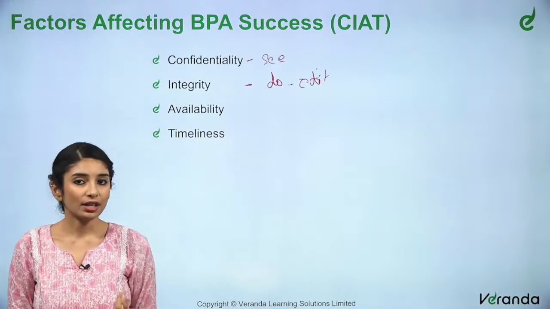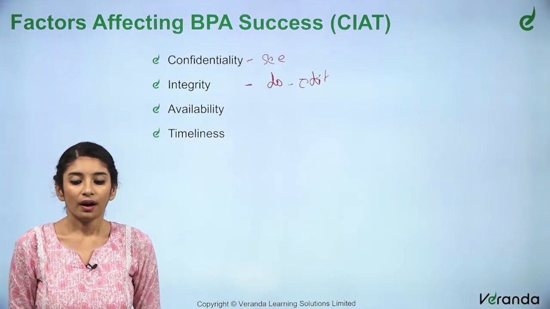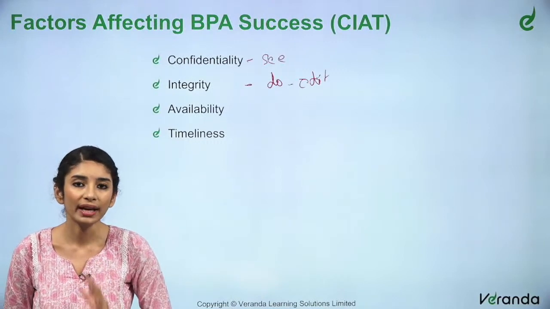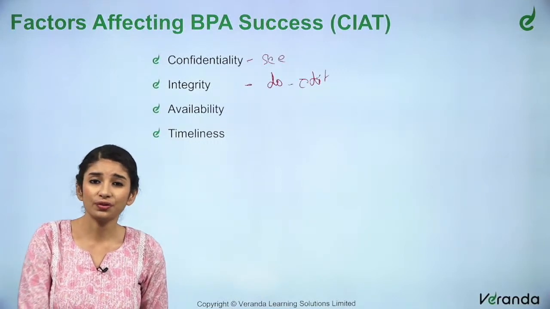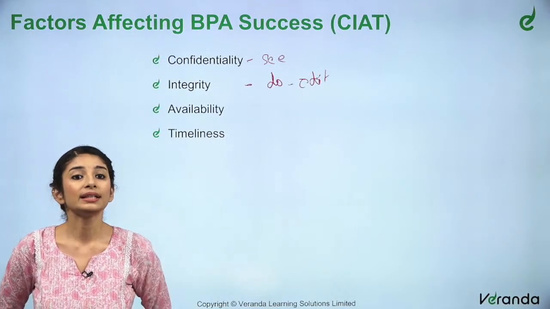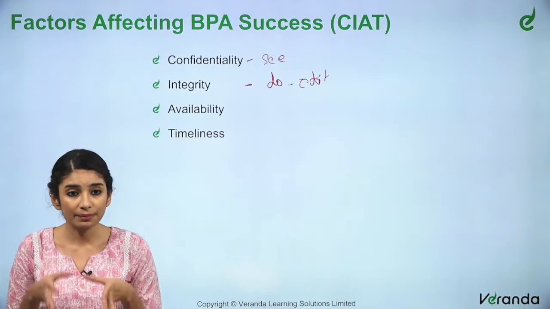Unauthorized editing of data should not happen. Integrity. Availability: data should be available at the right time when I need it. Will it help me in any way if I ask you for data and you give it to me after 4 months? No. I need the data right now so that my decisions can be made now.